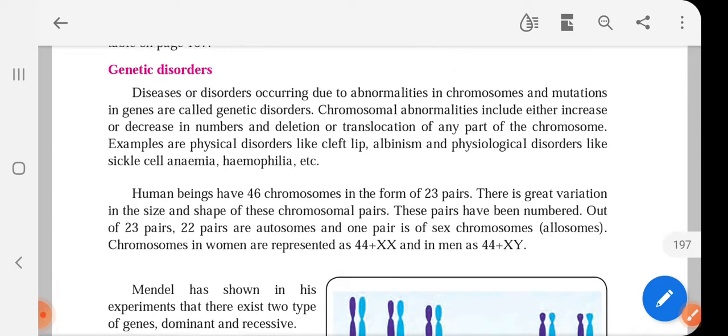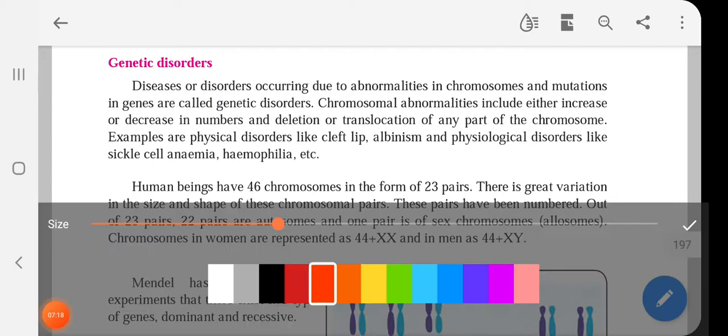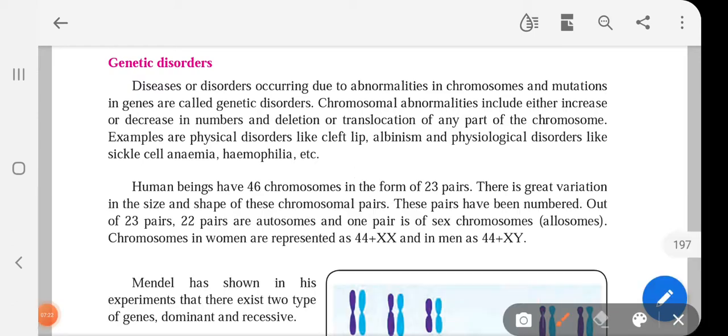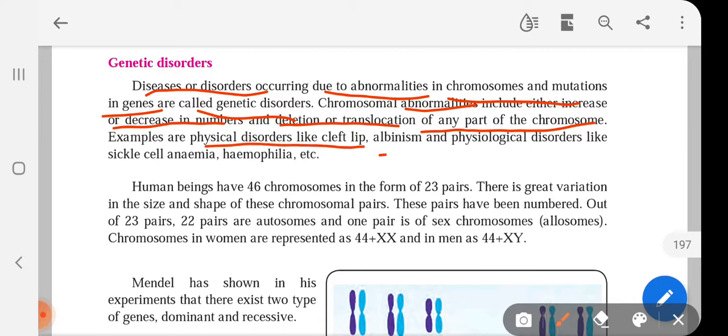Now there are some genetic disorders also found in human beings. These genetic disorders are considered incurable diseases. Diseases or disorders occurring due to abnormality in chromosomes and mutation in genes are called genetic disorders. Chromosomal abnormalities include either an increase or decrease in number and deletion or translocation of any part of the chromosome. Examples are physical disorders like cleft lip, albinism, and others like sickle cell anemia, hemophilia, etc. These are those diseases which occur due to genetic disorders in the human body.